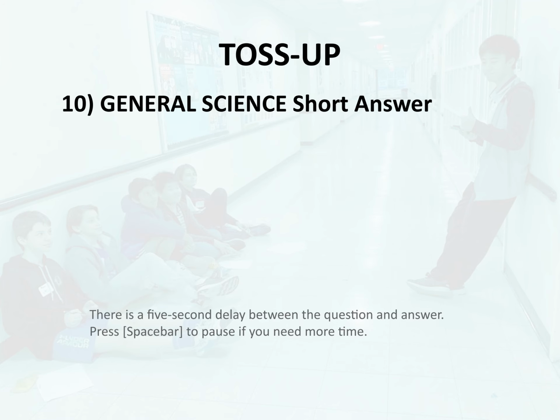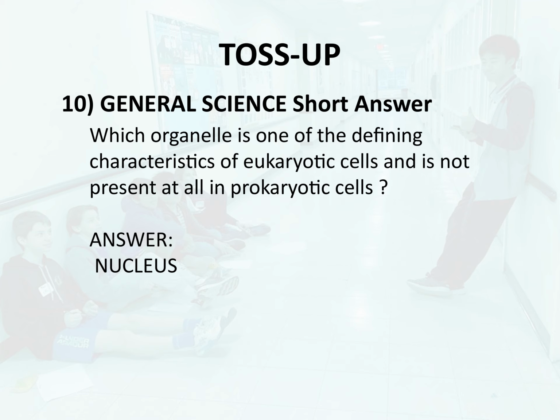Toss-up 10. General science. Short answer. Which organelle is one of the defining characteristics of eukaryotic cells and is not present at all in prokaryotic cells? Answer: nucleus.